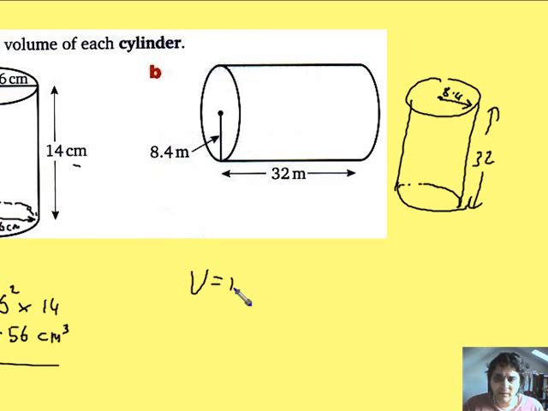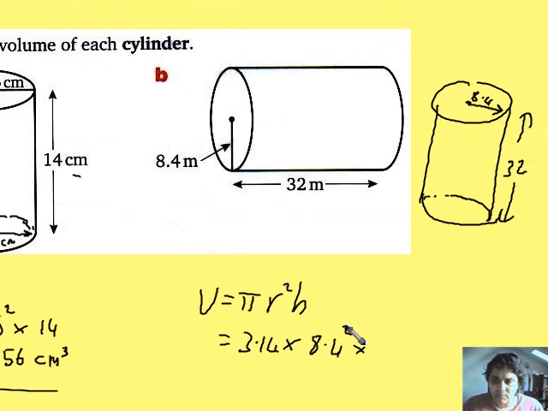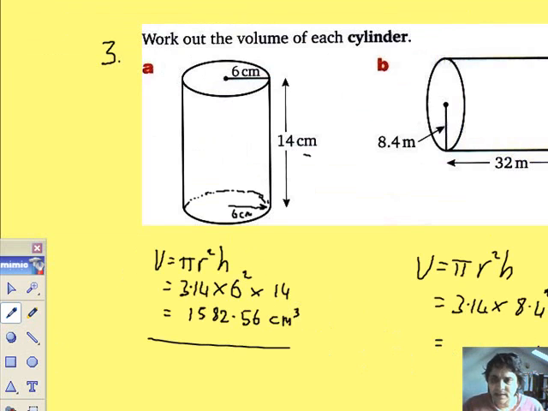Same again, volume equals pi r squared h equals 3.14 times the radius squared, there it is, the 8.4 squared, multiplied by the height of 32. So I'm getting an answer in metres cubed. Right, 3.14 times 8.4 times 8.4 times 32. That gives us a big number in metres cubed.